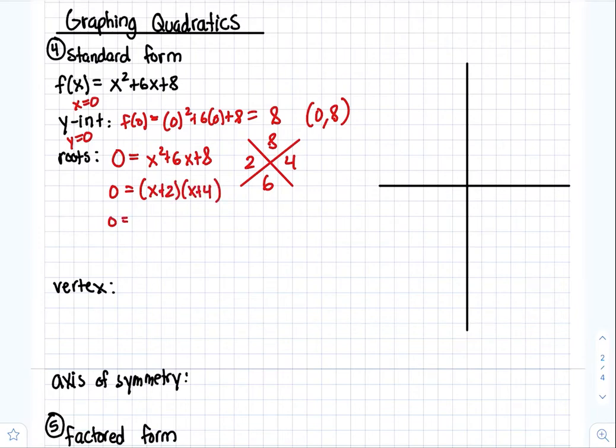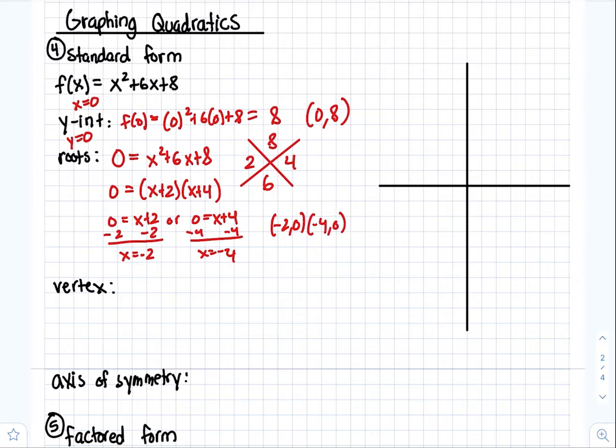Now to solve, set 0 equal to both of them. And we're going to subtract 2 from both sides. X equals negative 2. And for this one, x is equal to negative 4. So our roots are negative 2 comma 0 and negative 4 comma 0. And I forgot to graph 0 comma 8, so I'm going to do these intervals by 2. 0 comma 8 is right there. Negative 2 comma 0 is right here.